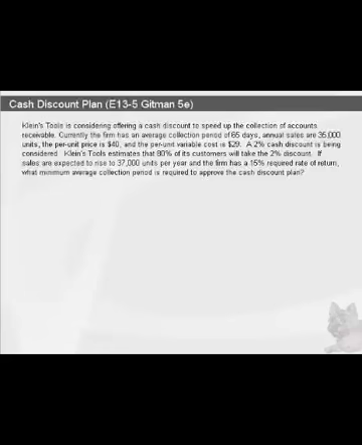Let's take a look at this cash discount plan. It's exercise 13-5. Klein's Tools is considering offering a cash discount to speed up the collection of accounts receivable. Currently, the firm has an average collection period of 65 days. Its annual sales are 35,000 units. The per unit price is $40 and the per unit variable cost is $29.